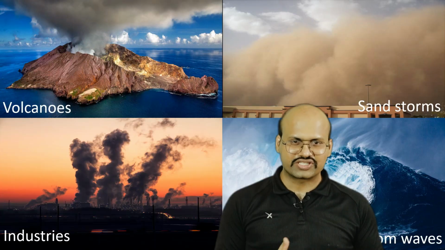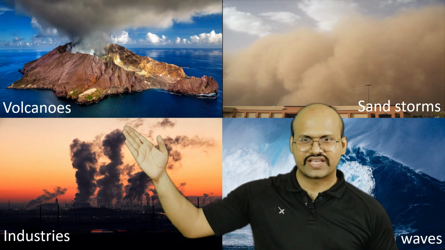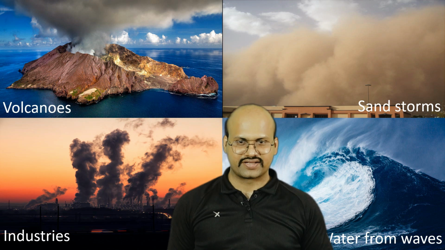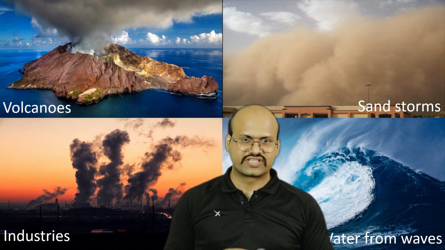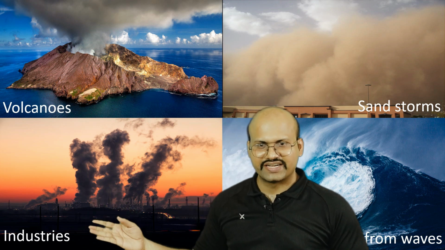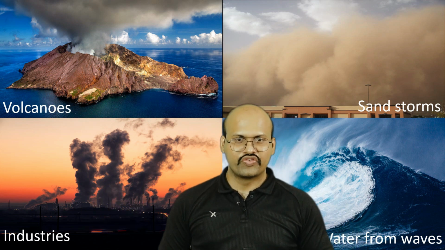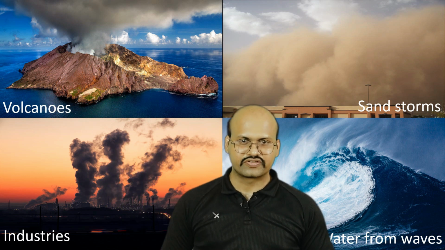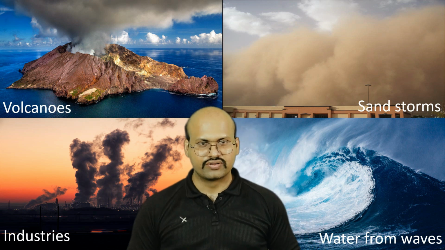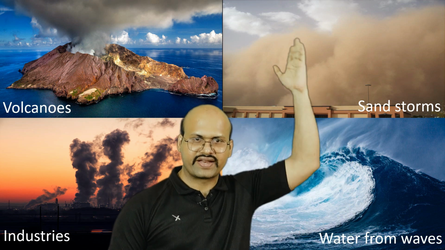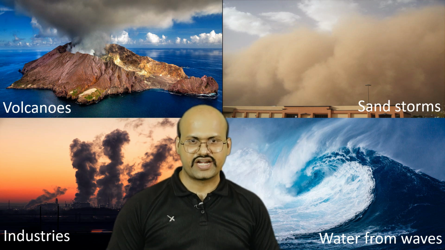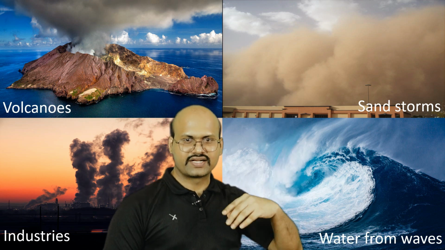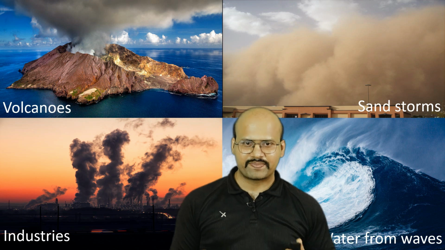So what are the major sources of aerosols in our atmosphere? Here we can see volcanoes. When volcanoes explode, they send out a lot of tiny particles. These tiny particles are called aerosols, and they remain suspended in the air. Similarly, industries: there is partial combustion which releases black carbon in the atmosphere, and this black carbon remains suspended and becomes an aerosol. Similarly, dust storms throw a lot of dust particles into the atmosphere. Then there are waves from our oceans. They also throw up a lot of salt particles or salt crystals, which are suspended in the atmosphere.